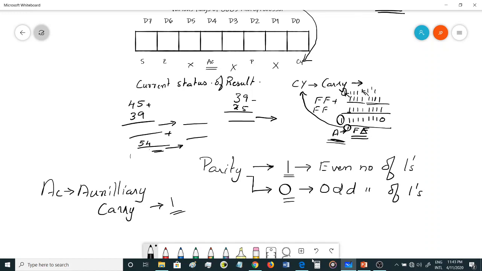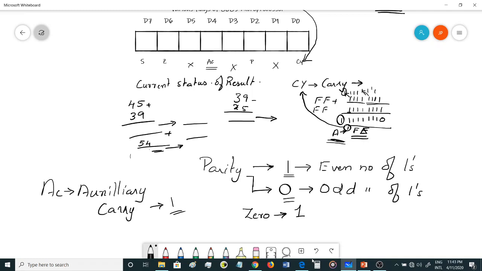Then comes your zero flag. Whenever you do an operation, if your result is 0, this flag will be set to 1, indicating that your result is 0. Now, there could be a small confusion. What is zero flag? Zero flag tells whether your result is 0. How does it tell? By setting itself to 1, not by setting itself to 0, by setting itself to 1.